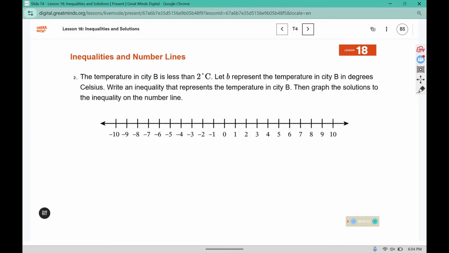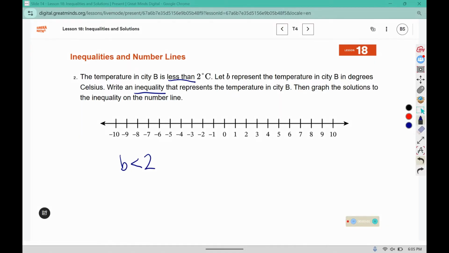The temperature in City B is less than 2 degrees Celsius. Let B represent the temperature in City B in degrees Celsius. Write an inequality that represents the temperature in City B. So we want B to be less than, so we're using the less than symbol, 2 degrees. Then graph the solution to the inequality on the number line.